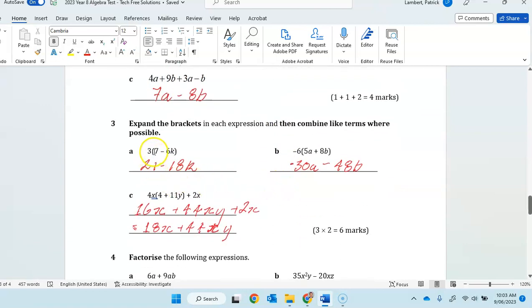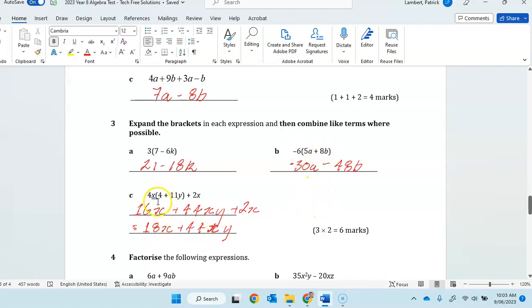Now expand the brackets, multiply everything inside the bracket by what's outside. So 3 7s are 21. 3 times 6, -6k is 21 minus 18k. Again, the same thing, -30a minus 48b, because you multiply 5a by -6 and then 8b by -6.